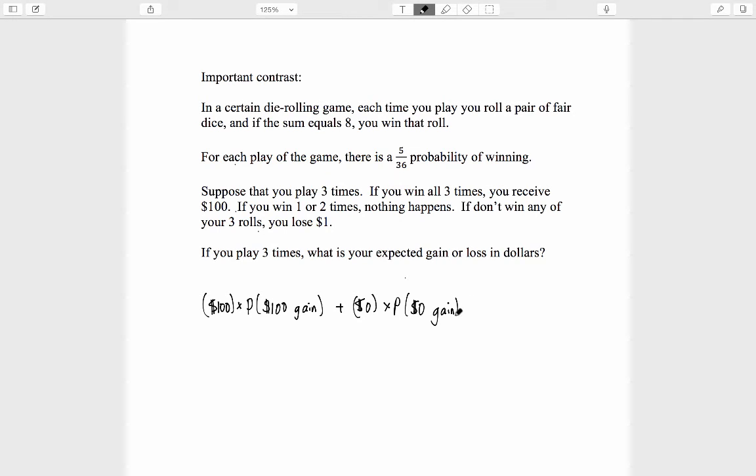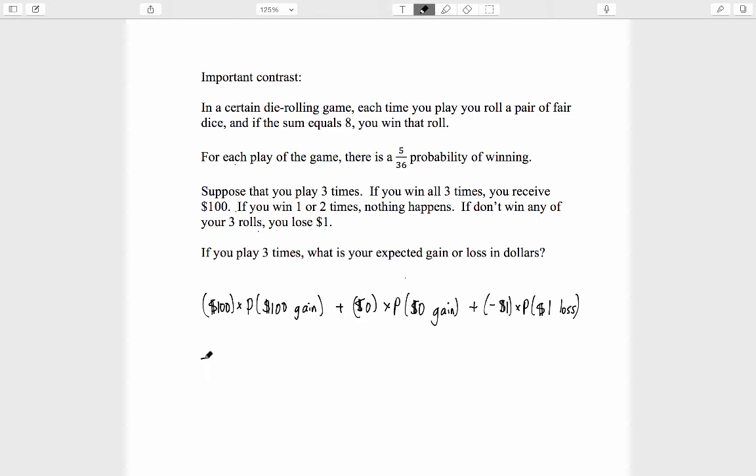We don't really have to write it, but just for completeness, I'm putting it in. Plus negative $1, that's the $1 loss, times the probability of a $1 loss. If we'd been asked to compute the expected number of wins, we'd be taking each possible number of wins times the probability of that number of wins. Instead, we are asked about the expected gain or loss in dollars. So we have to take the number of dollars gained or lost, and multiply each number of dollars by the probability of gaining or losing that number of dollars. Whatever kind of value we're finding the expected value of, those are the values that need to be multiplied by the probabilities of obtaining them.